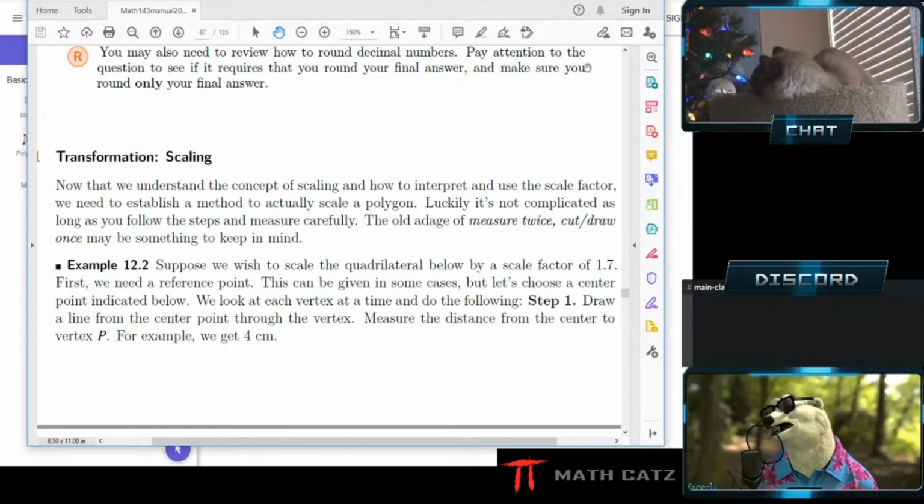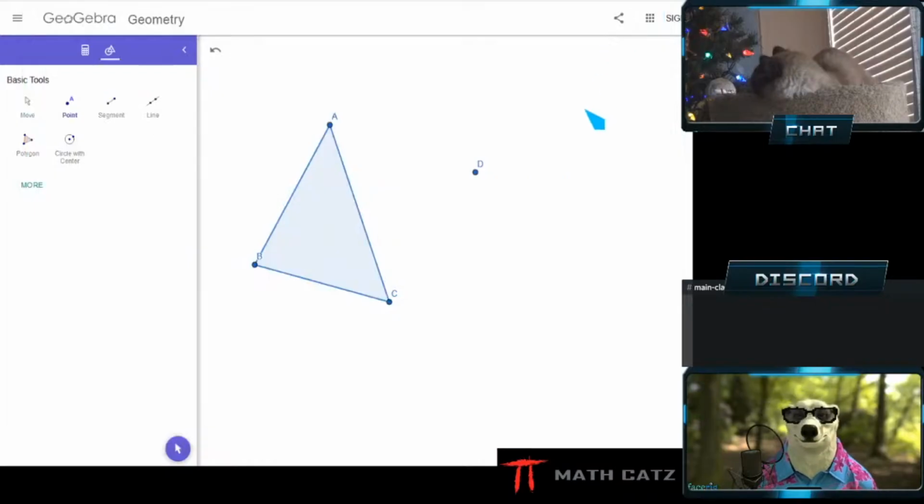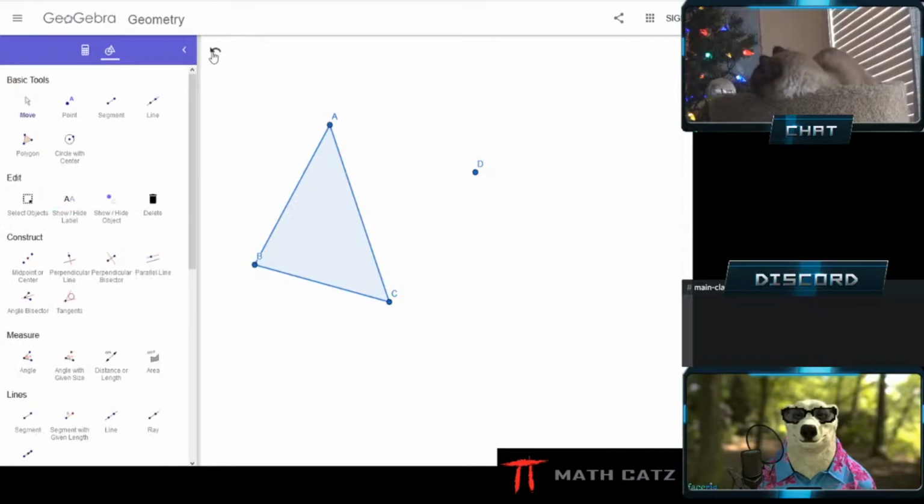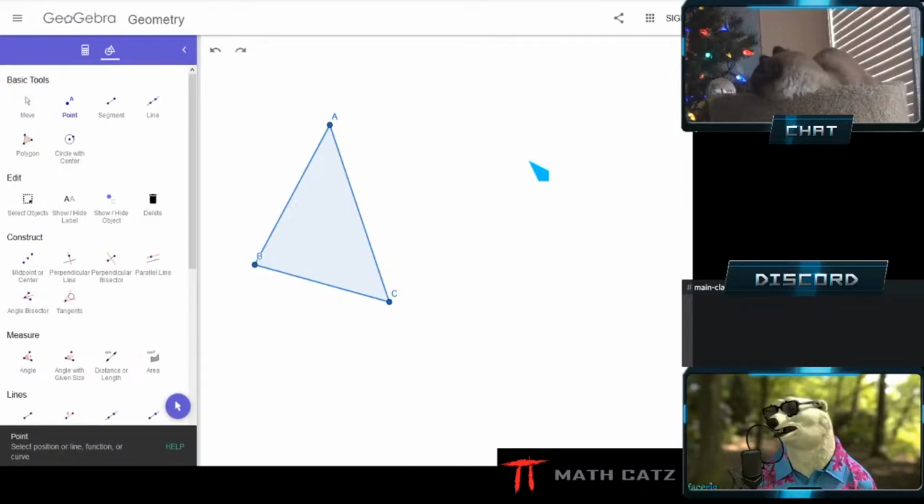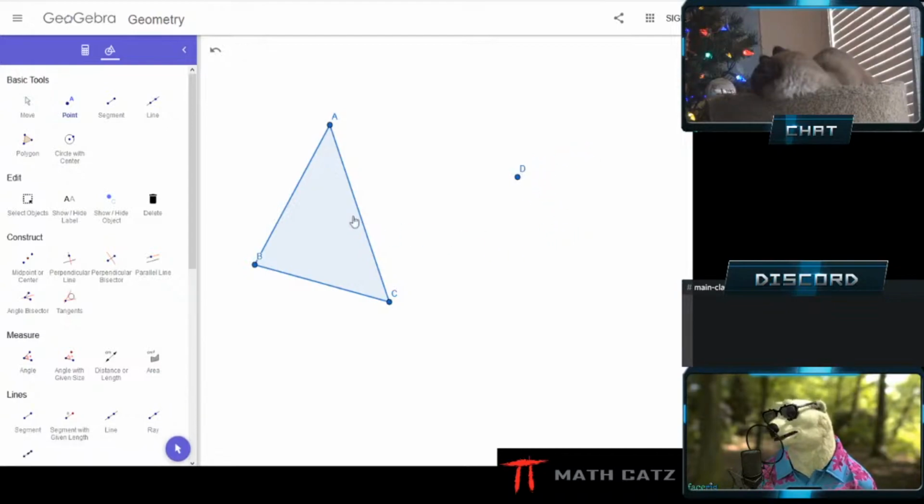So I have to remember 1.7. Okay. That's going to tell me how everything is going to enlarge. I'm just going to move, let's move my point out a little bit further. Doesn't really matter. Let's put it over there. It's fine. Okay.